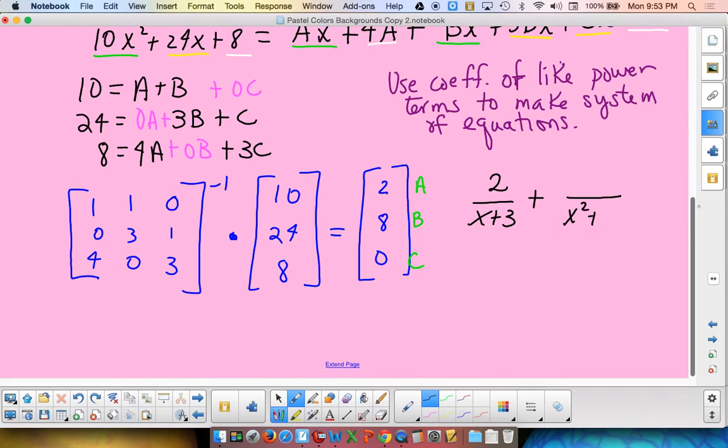So x squared plus 4, I was supposed to have bx plus c, so I would have 8x. C is 0, so there wasn't a plus c. It was just 8x over x squared plus 4. And there you have found the original fractions.